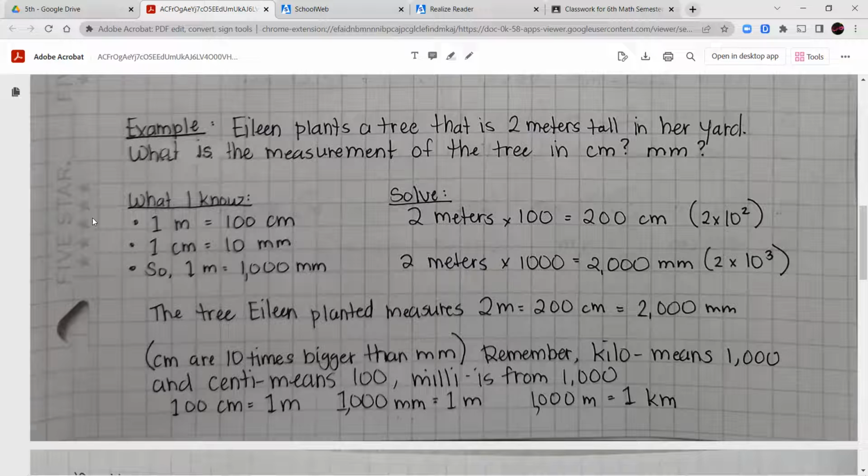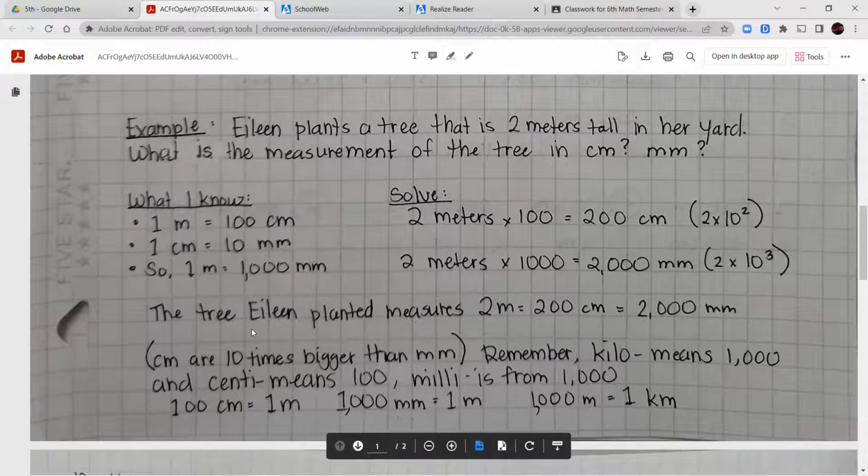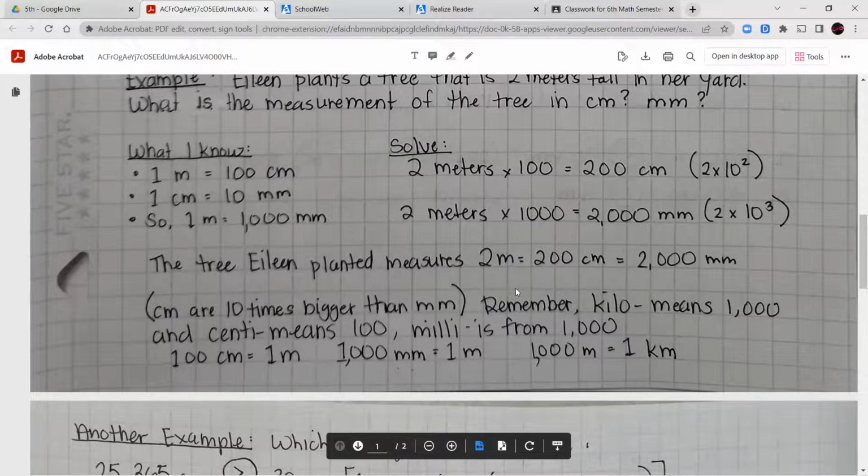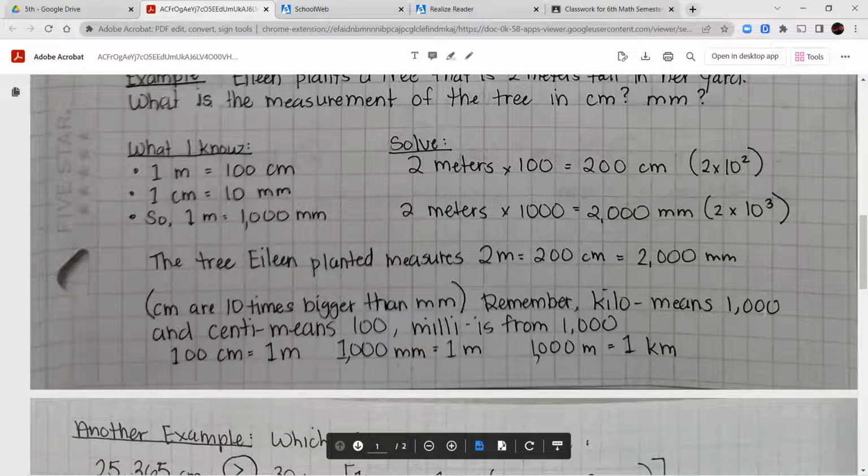The tree Eileen planted measures 2 meters, which is the same or equivalent to 200 centimeters, which also equals 2,000 millimeters. Now remember, centimeters are 10 times bigger than millimeters. And some other key things to remember. Kilo means 1,000, and centi refers to hundreds. Milli is something out of 1,000. So 100 centimeters are in 1 meter, 1,000 millimeters are in 1 meter, and 1,000 meters are going to be in 1 kilometer.